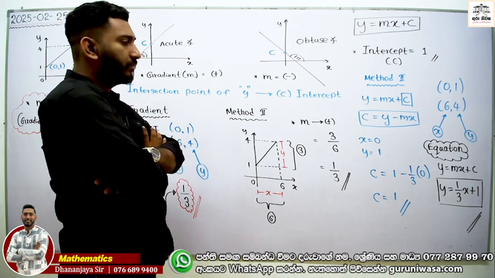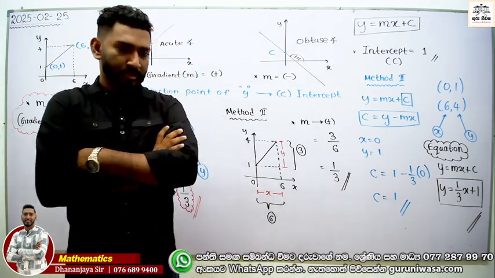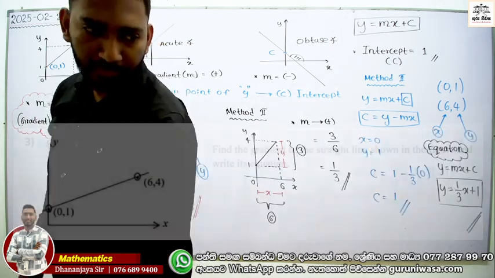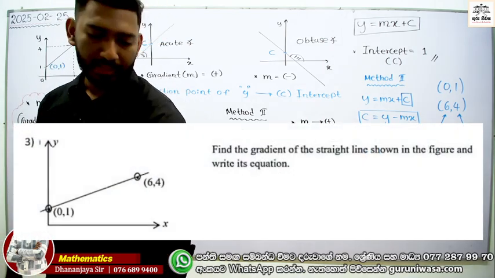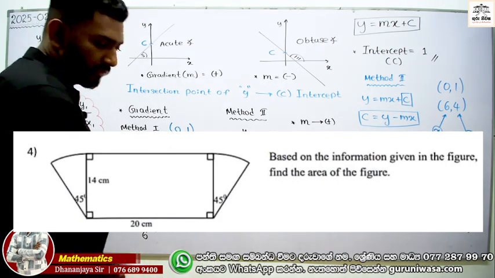This is the answer for the equation. Right. Now we are going to the next question. Area and perimeter, grade 10, right?